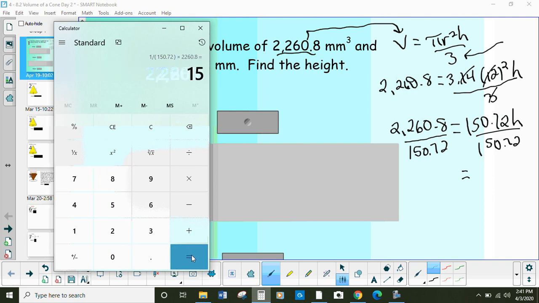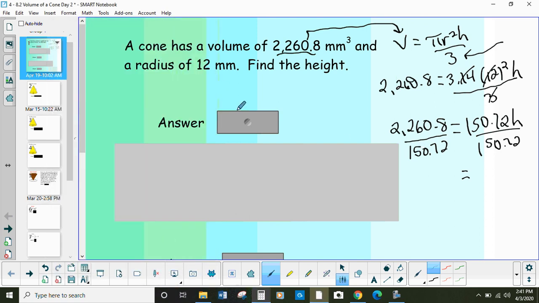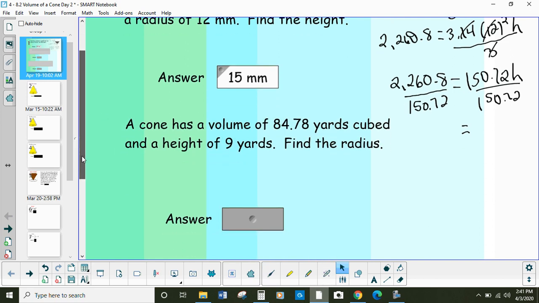You can just punch it in your calculator, this divided by this, and you're going to get 15 either way. Now, of course, if you used your pi button, it's going to look a little bit different, but you'll see it around about 15. It'll be close. Close is correct when you have pi. Notice that our unit of measure is not cubed because we're not finding volume this time. We're finding the height. You guys go ahead and pause the video and try this next problem on your own.